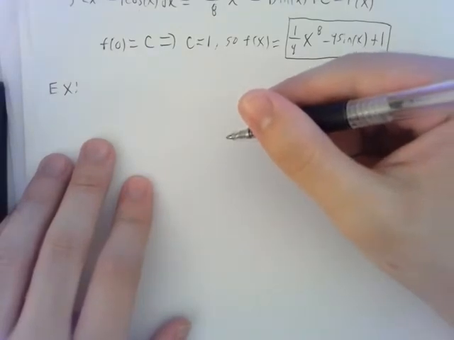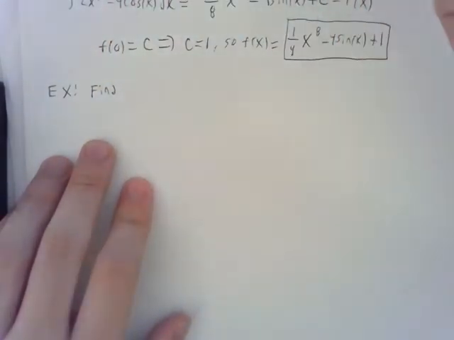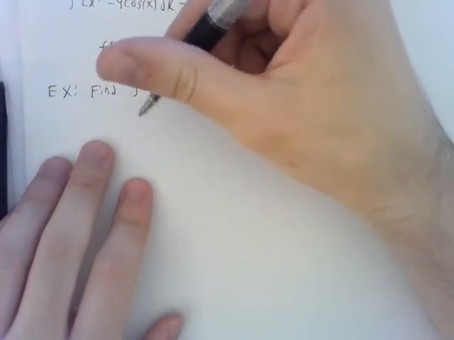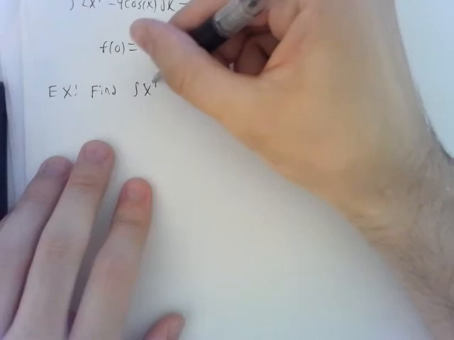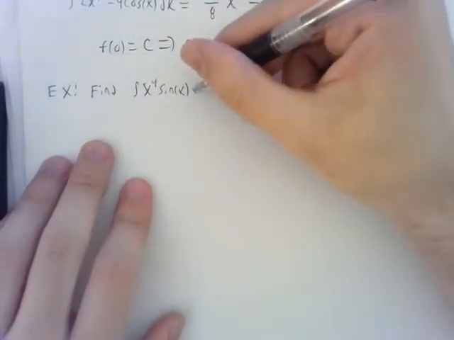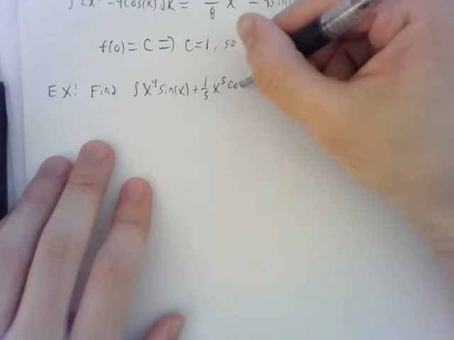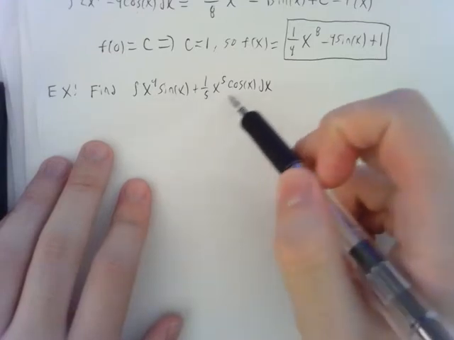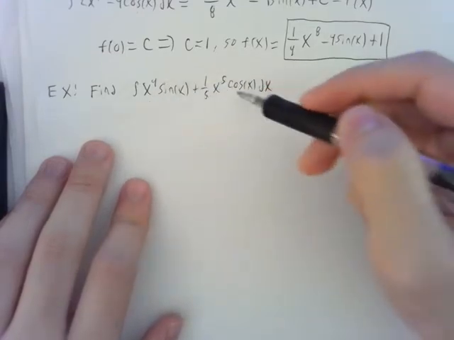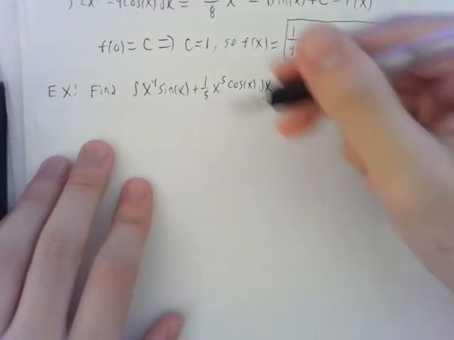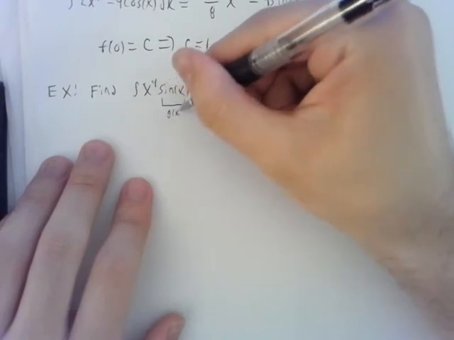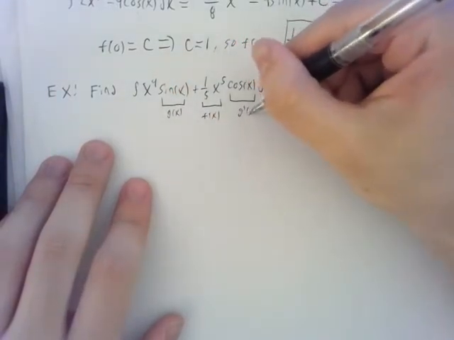But just as an example of other sorts of antiderivatives that maybe you can recognize, if we want to find something like the antiderivative of x to the 4th sine of x plus 1/5 x to the 5th cosine of x dx, then here you notice that we have one term plus another term, and they're related in a very specific way. If I call this f of x and this g of x, then this is suddenly g prime of x, and this is f prime of x.